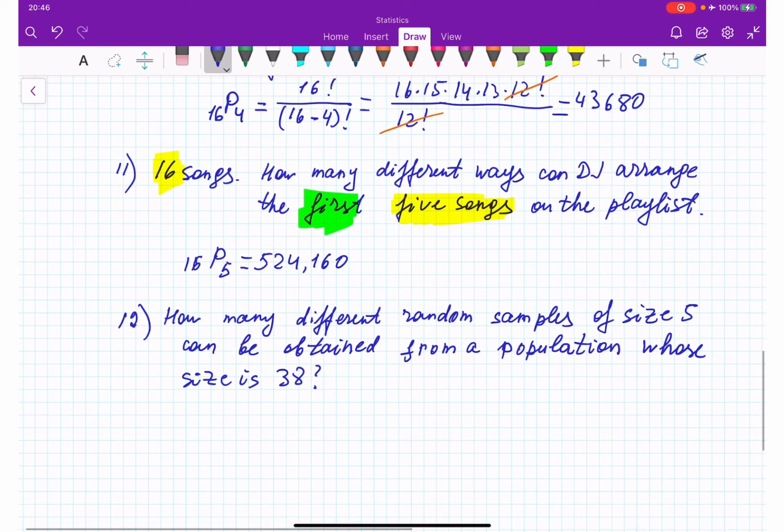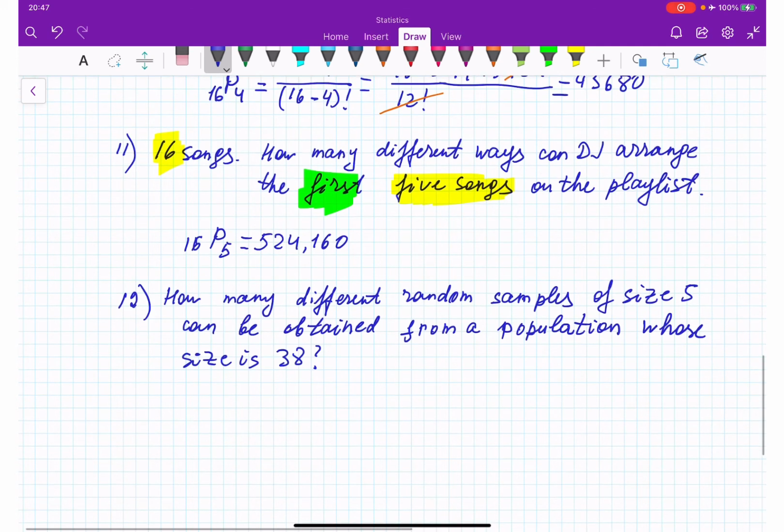All right, so how are we going to solve this problem? What do we have in this case? To find the number of random samples of size 5 that can be obtained from a population whose size is 38. Is order important here? What do you think? No, of course not. So here we are going to use combination, 5 out of 38.